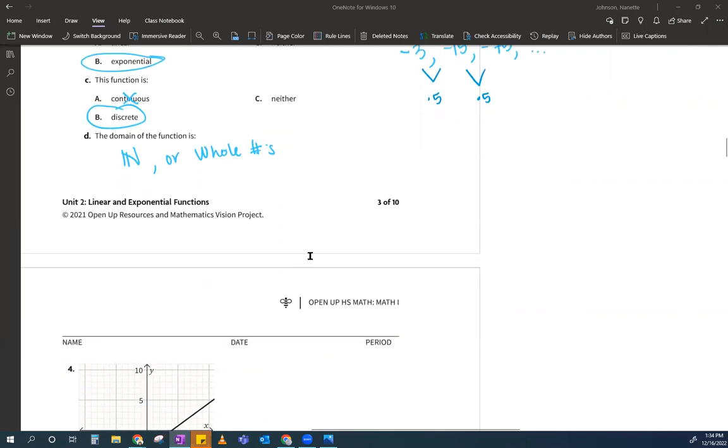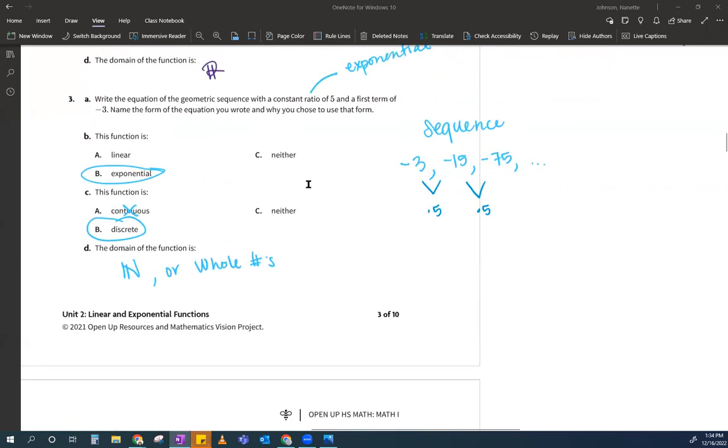Oh my gosh, how could I forget? Okay. So last but not least, we need to write an equation. Someone said, Ms. Johnson, I really like recursive, so I'm going to write recursive. Actually, I'm going to write both so you guys can see. So here's my recursive function. It's going to be f of n equals 5 times f of n minus 1, knowing that f of 1 equals 5, negative 3. Sorry.